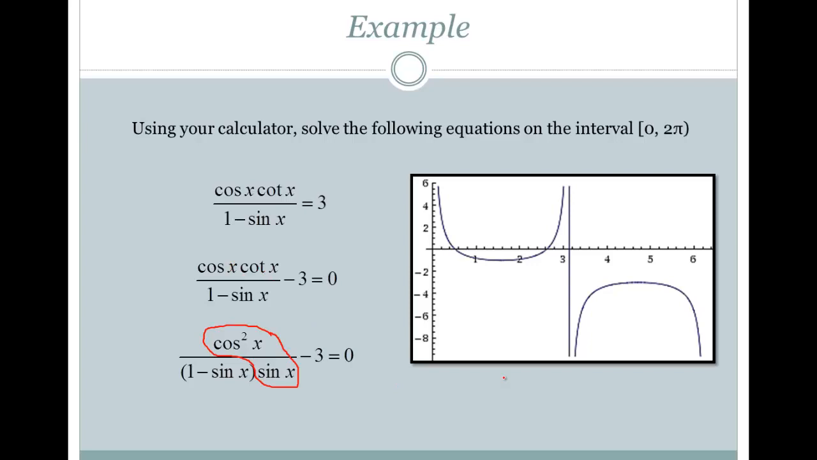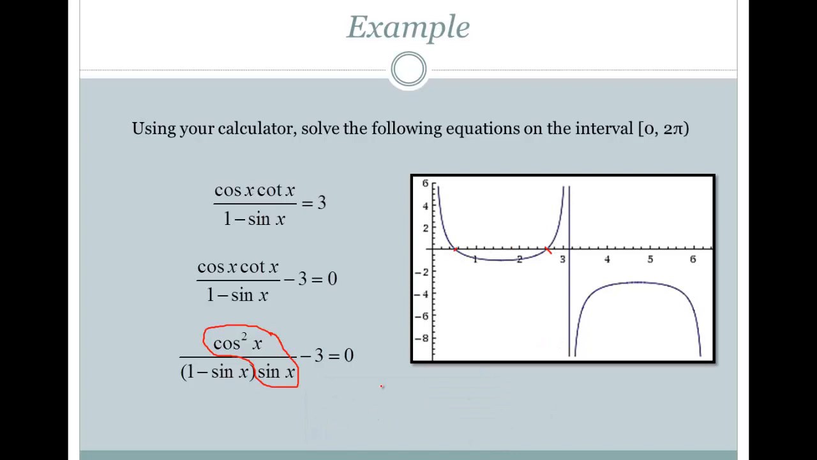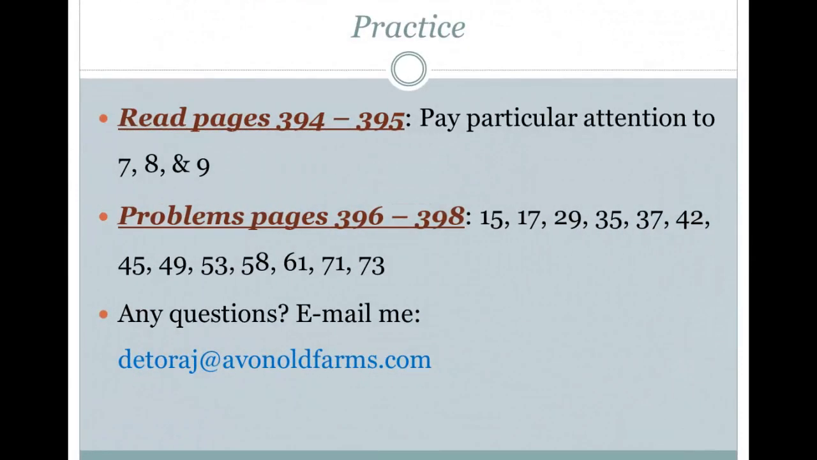Okay. Again, if you look at the graph on your calculator, you're going to see you get a zero there and a zero there. You guys should pause the video, type this equation into your calculator, and see if you get those correct zeros. Okay, do that now, so that when you come back, you can see if you got the right answers. And the right answers are 0.524 and 2.618.